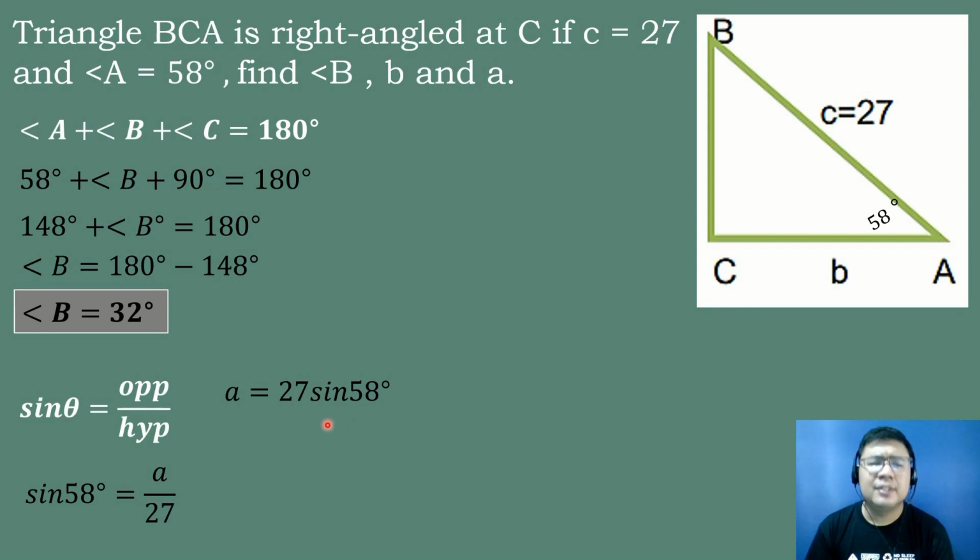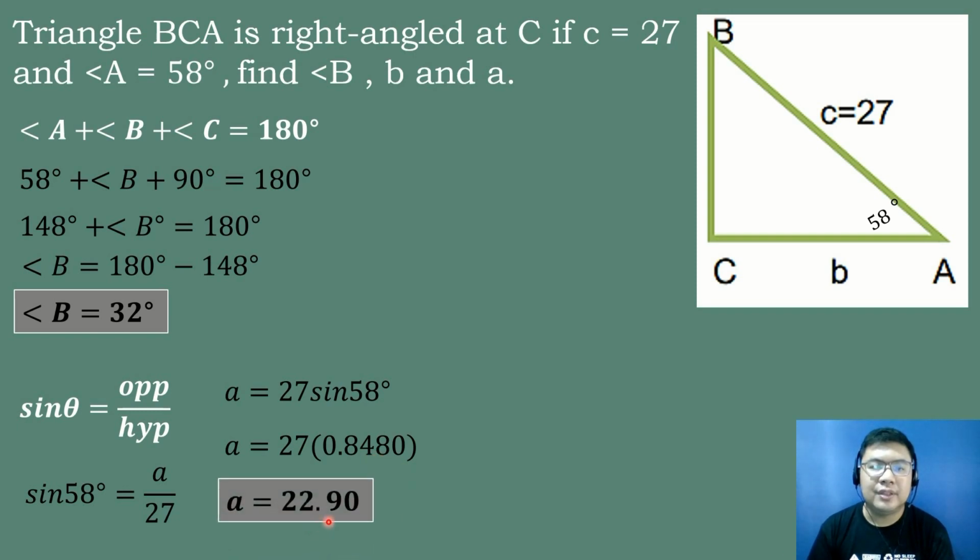Next step, just press sine 58 degrees on your calculator first, and that is equal to 0.8480. Then after that, you will multiply it by 27. So 27 times 0.8480 will be equal to 22.90. So the measure of segment BC or side A is equal to 22.90.